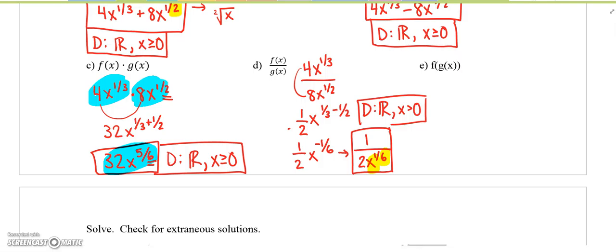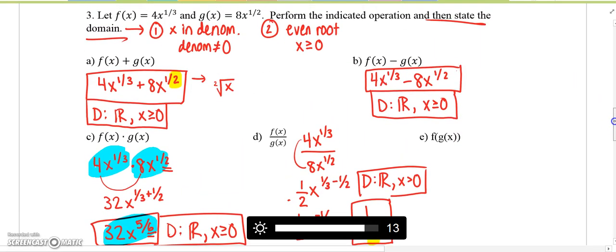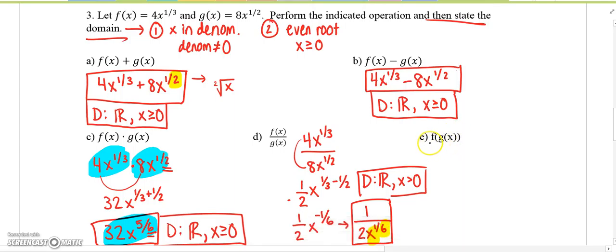All right, last one is composition. Composition can be a tricky one for some of us, so let's pay attention. All right, for composition, I always like to write my outside function first, 4x to the 1/3, but we're going to write it without x. So I'm just going to put a parenthesis there, because whatever your inside function is, that's going right inside. So in this case, 8x to the 1/2.